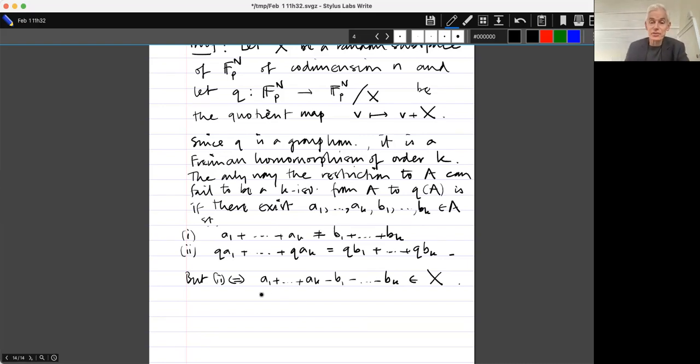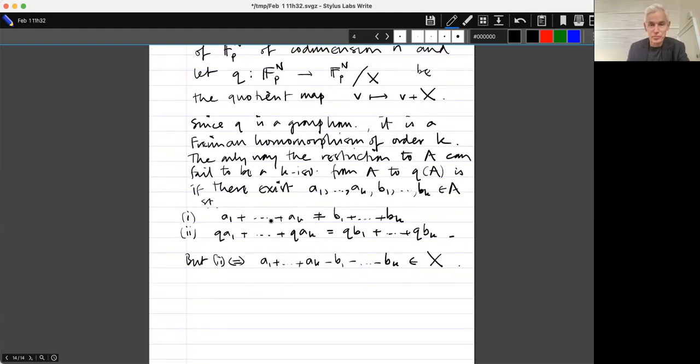So now let's think about what the probability is that this element is in X, using the fact that it's non-zero. Of course, if it's 0, the probability that it's in X is 1, but we're only interested in the case where it's non-zero. So if y in F_p^n is non-zero, then the probability that y belongs to X is just the number of non-zero elements in X, which is p^n minus 1, divided by the number of non-zero elements altogether, which is p^n minus 1.